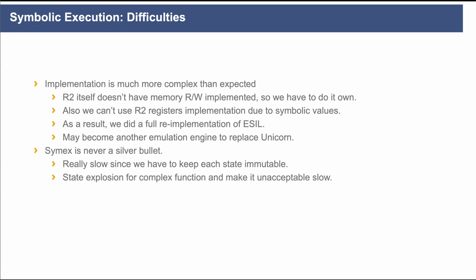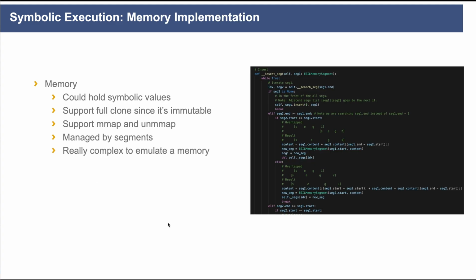And symbolic execution is never a silver bullet. Sometimes it's really slow since you have to keep every state immutable. Also, I know there are many things to optimize, but in theory you have to keep each state, and the state would explode for a complex function and make it unacceptably slow. So let's see some details.